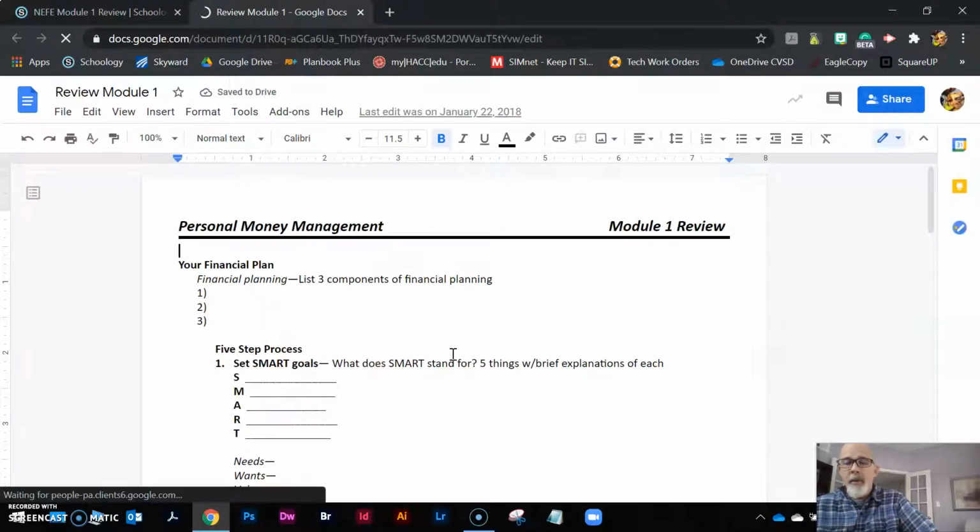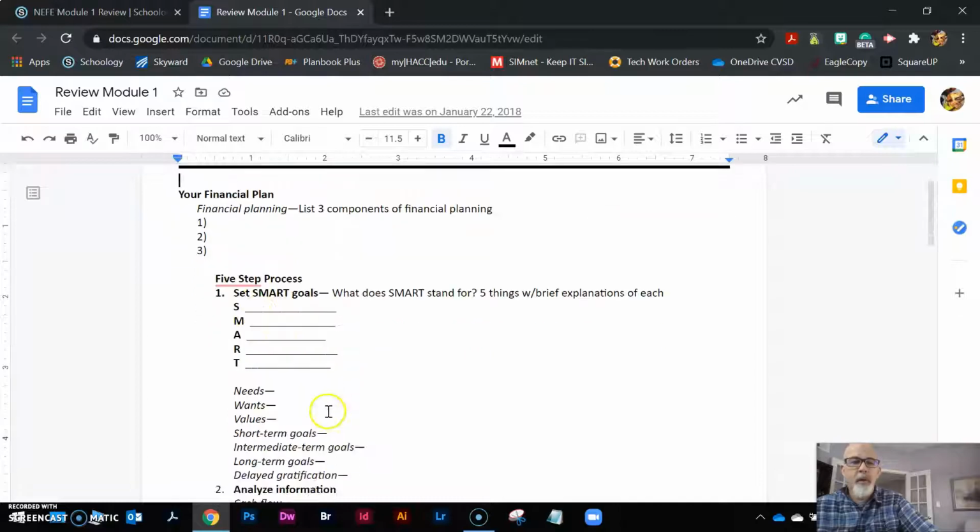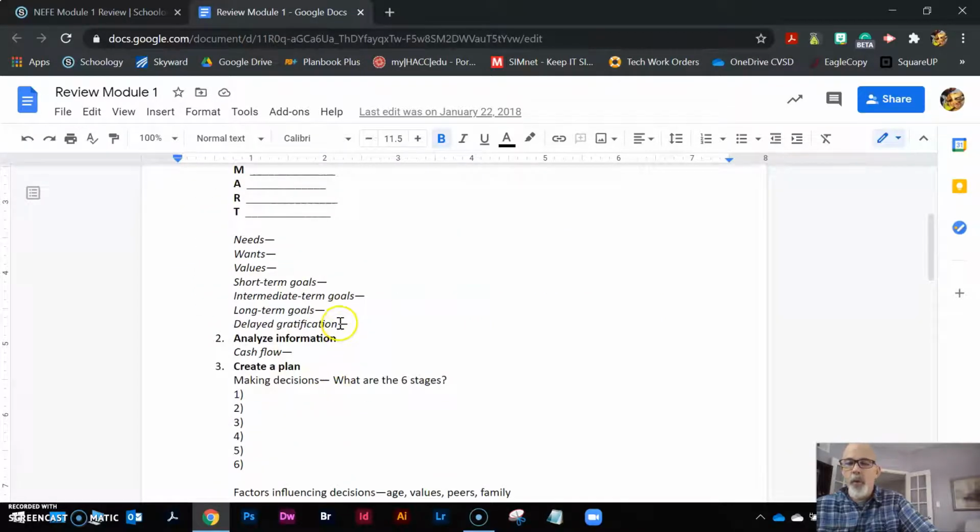What I'm asking you to do is go back into the presentations, go back into the module, the actual reading, and start putting things together on here. So, where do I find information about financial planning? What's the 5-step process of SMART goals? We're just organizing things.